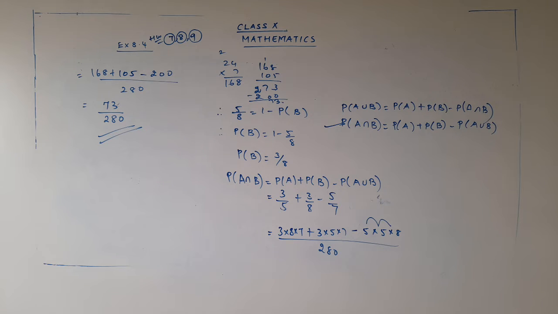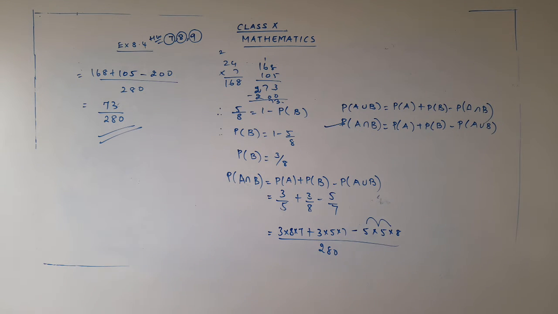Okay, I hope you are clear with this. Very easy sum. So you have to find P of A. They have already given to you. P of B was not given to us directly, so you have to find out P of B. And P of A union B was given to us. So using all these details, you have to find out P of A intersection B. And we have got our answer as 73 upon 280.